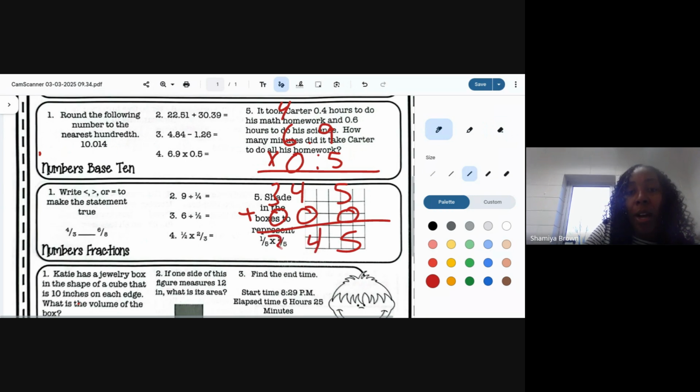And I have to see where my decimal goes now because I have 1 digit after my decimal in this number, and I have 1 digit after my decimal in this number. So I have to have a total of 2 digits after my decimal. So my decimal will go here. So my answer is 3 and 45 hundredths.